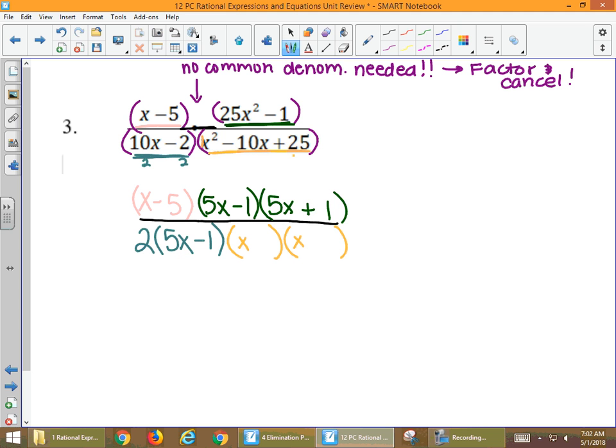I need two numbers that multiply to 25 and add to negative 10. And those two numbers are negative 5 and negative 5.